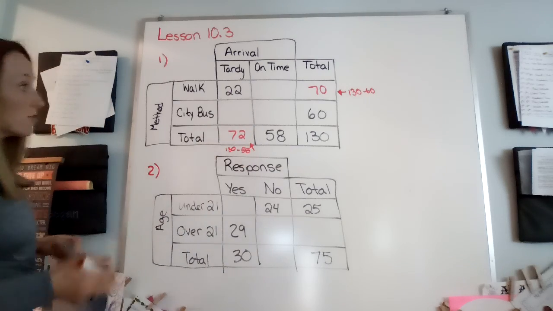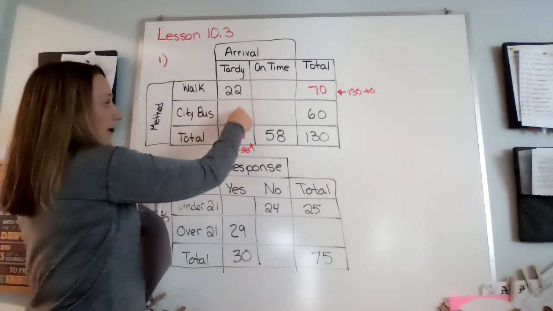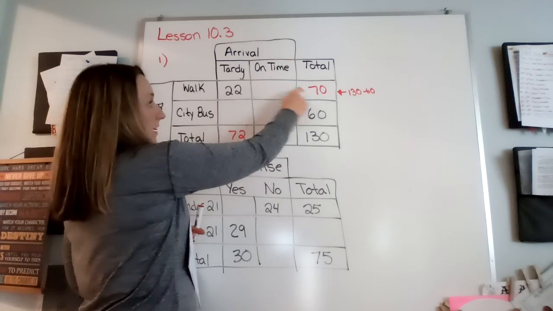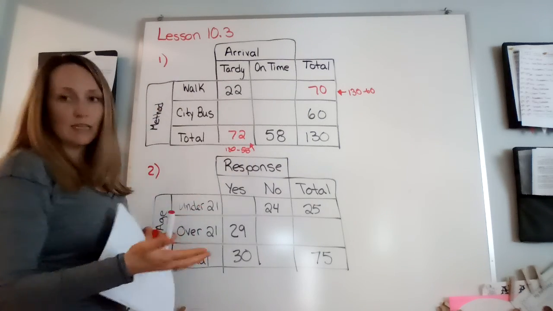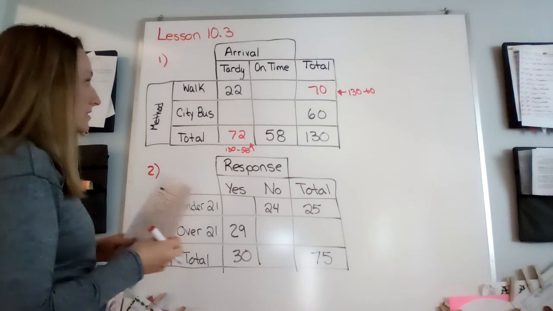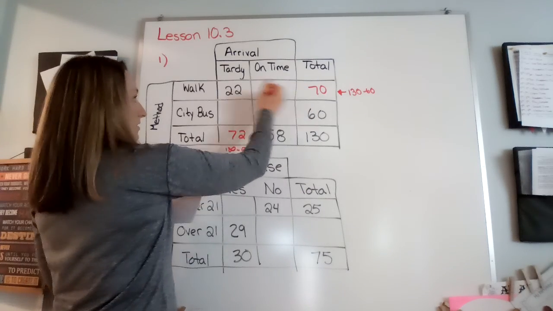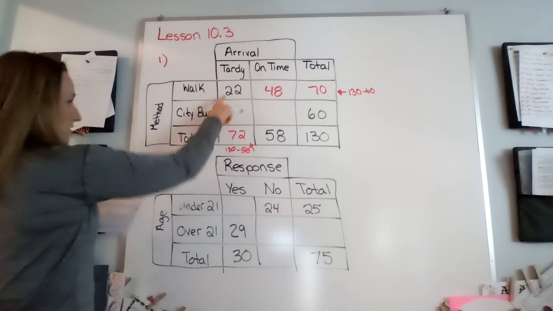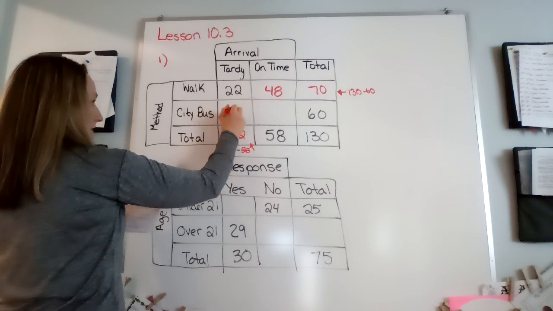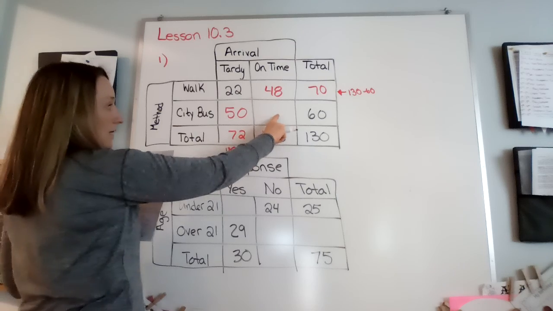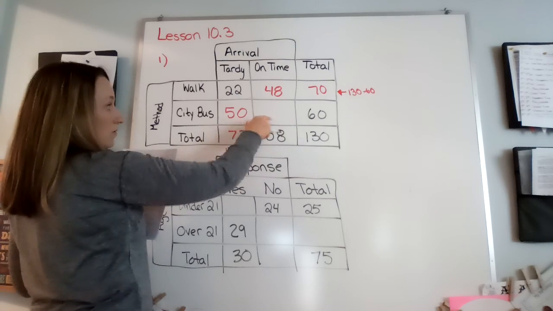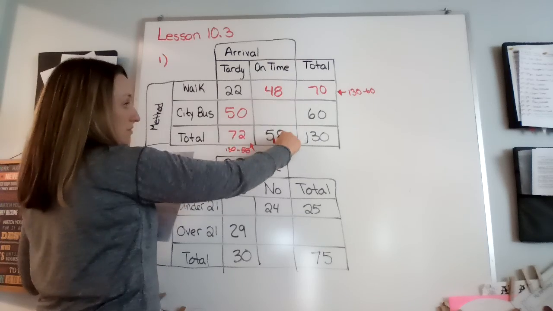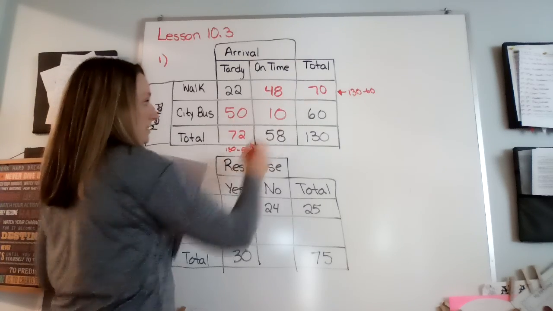All right, once you know those two entries, now I can figure out this spot because these two add up to this total. Those two add up to that total. We didn't even talk about what this data is showing, but we'll talk about that next. All right, so subtracting 70 minus 22 gives me my 48. Subtracting 22 from 72 gives me my 50. And to get the last spot, I can either look in this row, what two numbers add up to 60, or this column, what two numbers add up to 58, and that's going to be a 10.